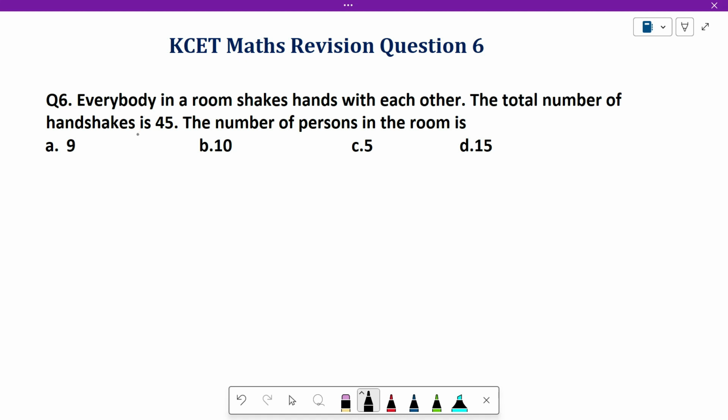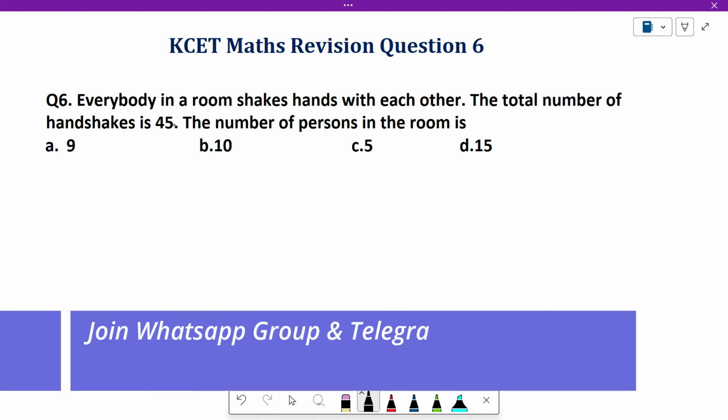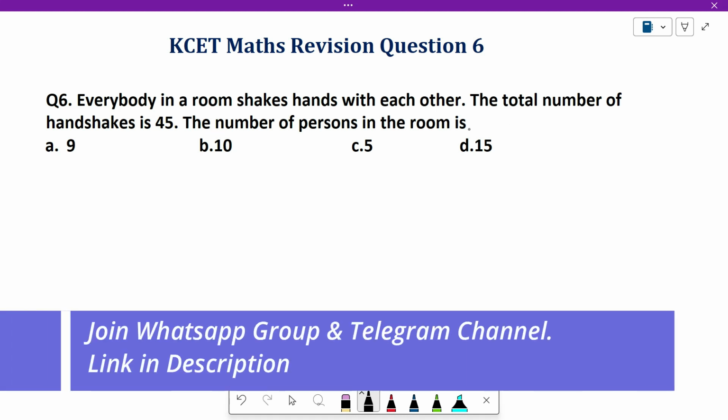Our next question is based on combinations. Everybody in a room shakes hands with each other. The total number of handshakes is 45. The number of persons in the room is? So we can use the combination formula, or we can also solve it as it is.